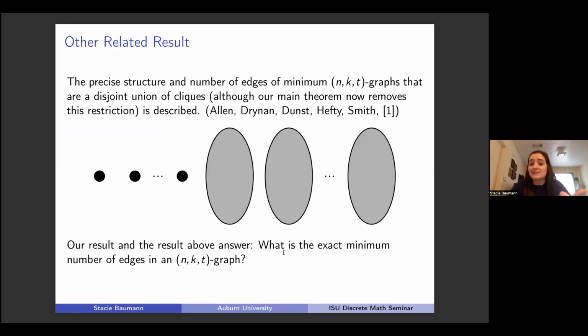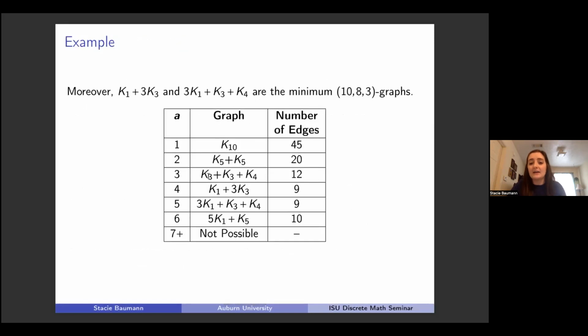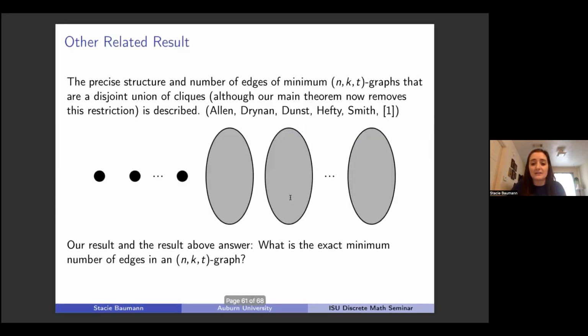Our result says it's a disjoint union of cliques. Their result says if it's a disjoint union of cliques, it has this structure where it's a bunch of isolated vertices and then these balanced complete components on the right here. Basically, they took this table and were able to say which ones actually are the minimum. Our proof just says the table exists: one of those minimums, or all of those minimums, have to be a disjoint union of cliques. And one cool thing we like about this theorem is that it is an exact result. It's not asymptotic, it's not approximate.